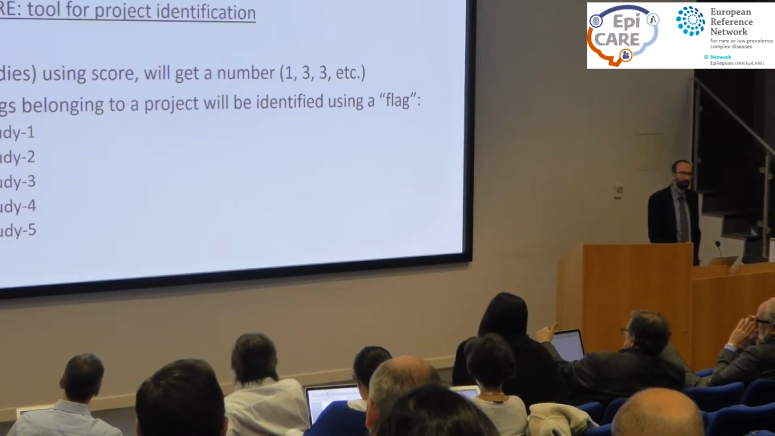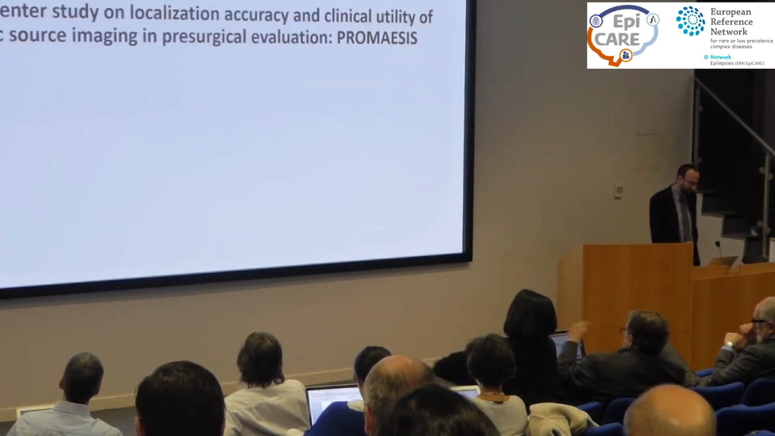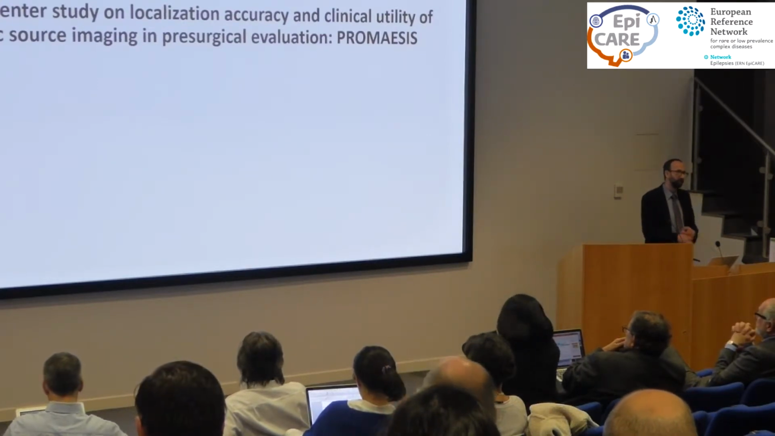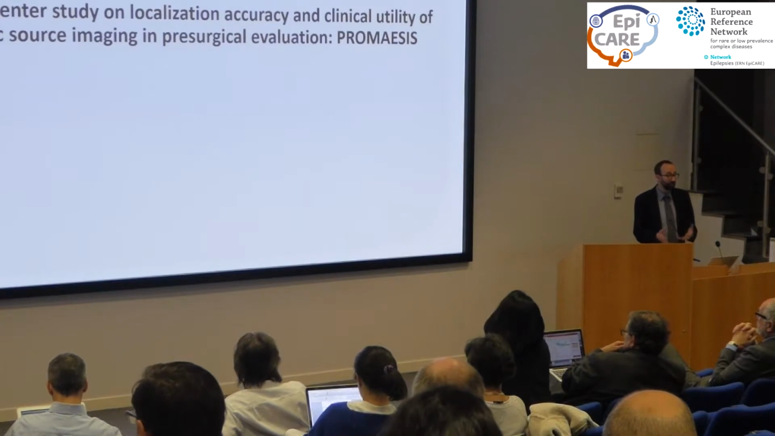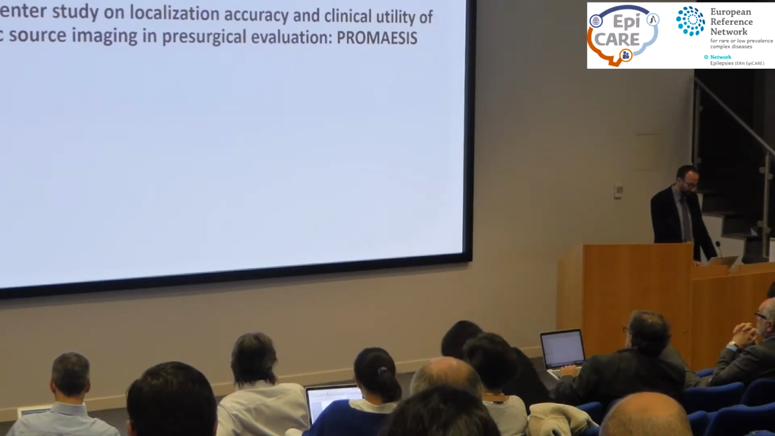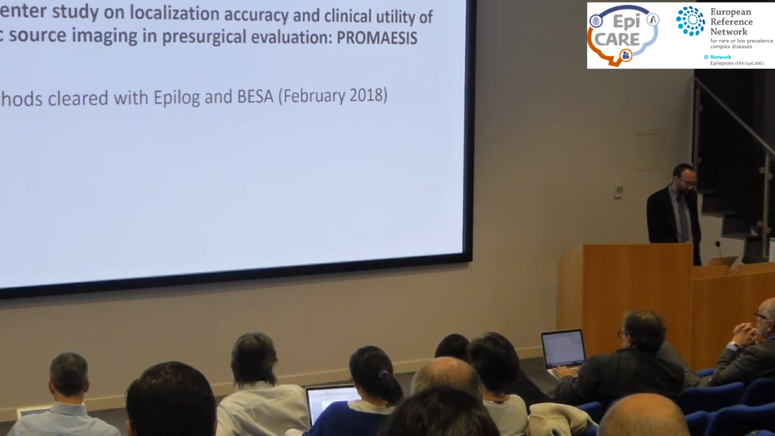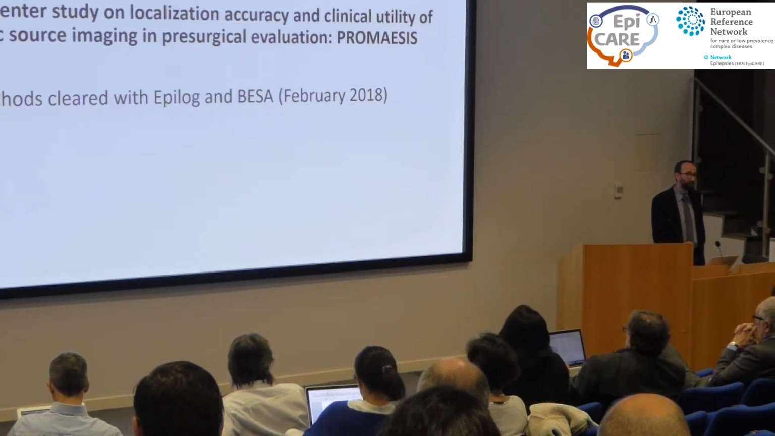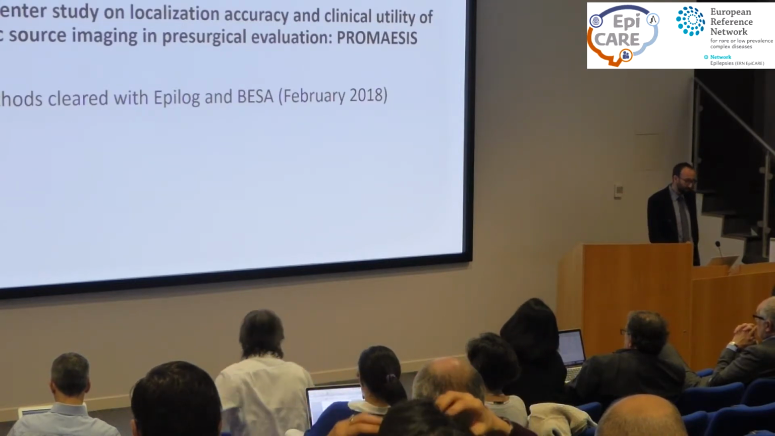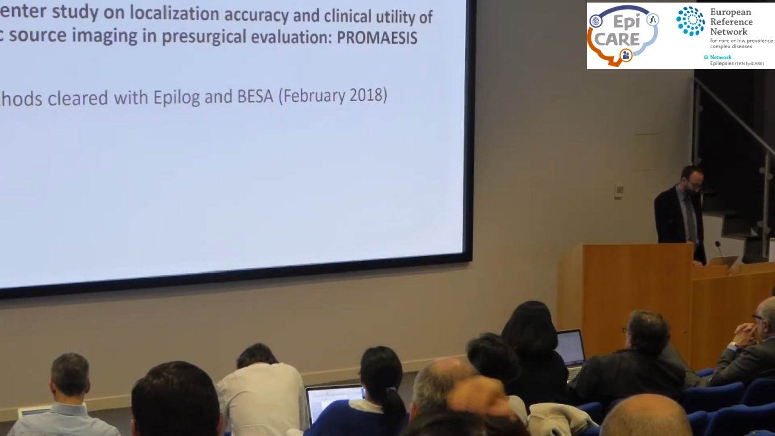If not, then perhaps we can move to the next topic. So we plan a prospective multi-center study on EEG, automated EEG source imaging. The acronym is PROMISES. So there will be 2 companies who will do the automatic source imaging. They will do it for free for you. It will be Epilogue and Beza.